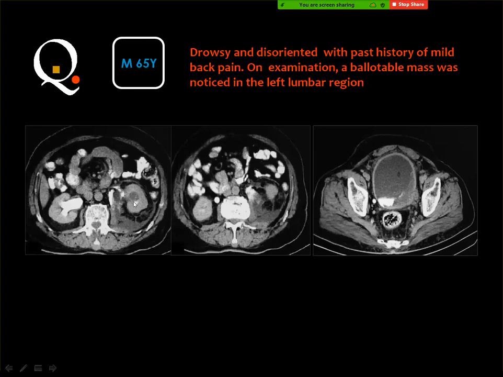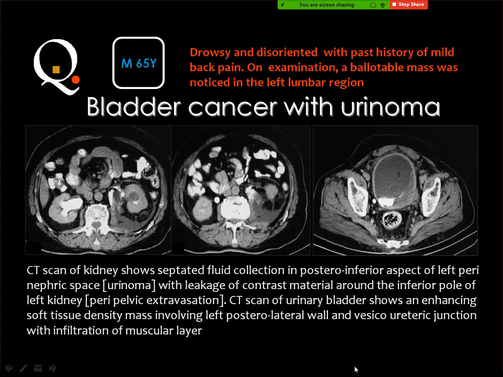Which is obstructed, and there is leakage of urine in the perinephric space as well as contrast material. Yes, and this is because of the obstruction of the ureter by the tumor, and this is what we call perinephric urinoma. Urinary bladder cancer with obstructed kidney and leakage of urine and contrast material in the perinephric space.